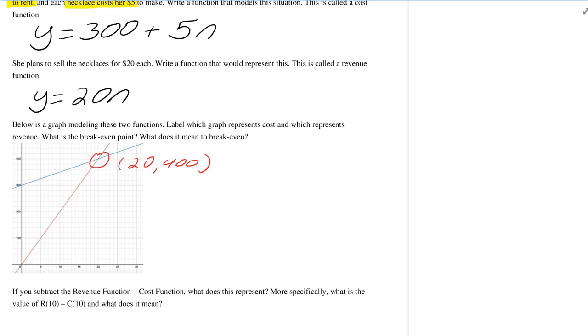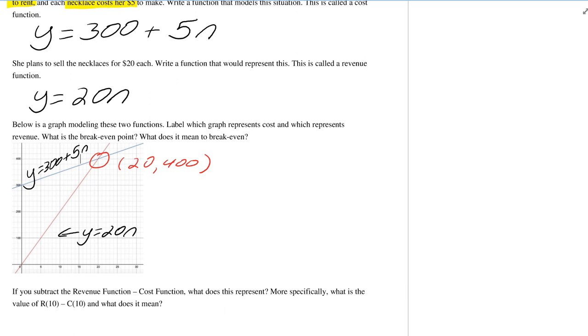We're asking for the break-even point. So what does it mean to break even? Well, this function here is y equals 20n. And this one here is y equals 300 plus 5n. This break-even point is talking about the point where she doesn't lose any money. Right? This booth costs quite a bit to rent, $300. So this point, 20, 400, is describing what she needs to actually do so that she won't lose money on the weekend.